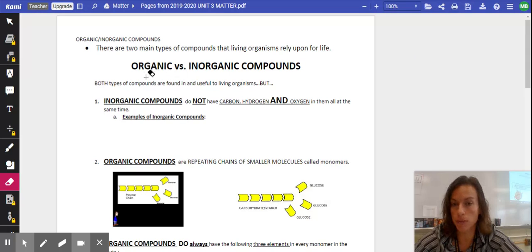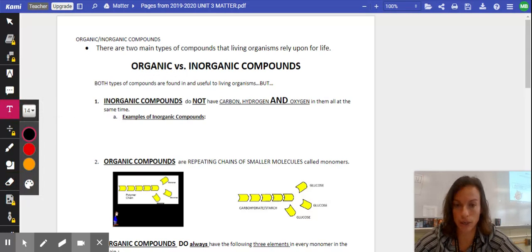Okay, there's 2 types. Every compound is going to either be organic or inorganic. Notice the in- in front of the word. In- before words means not. So they're either going to be organic or not organic. Okay. Let's start with the not organic ones first because they're pretty simple.